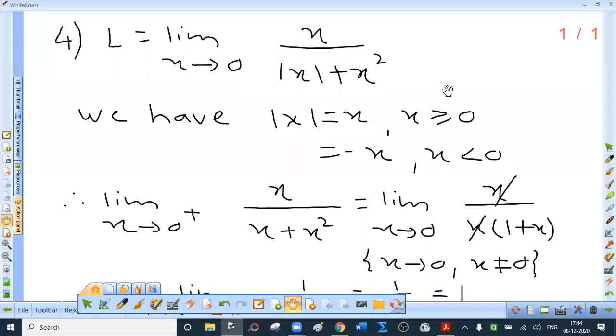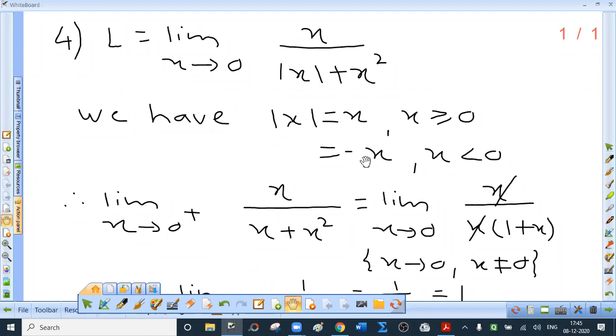Fourth one, limit x tends to 0, x upon mod x plus x square. I hope you know the concept of modulus. Modulus of x is x when x is non-negative, that is greater than or equal to 0. But when x is negative, that is x is less than 0, what is mod x? Minus x.